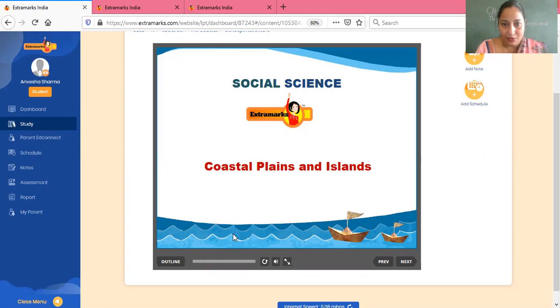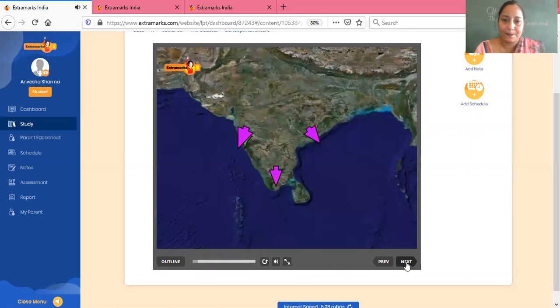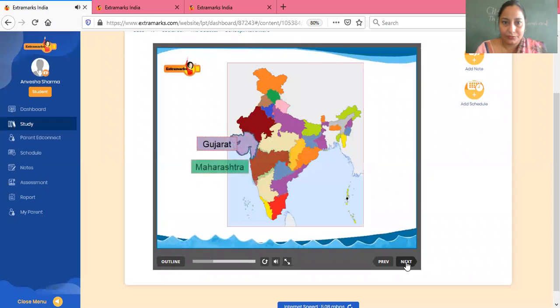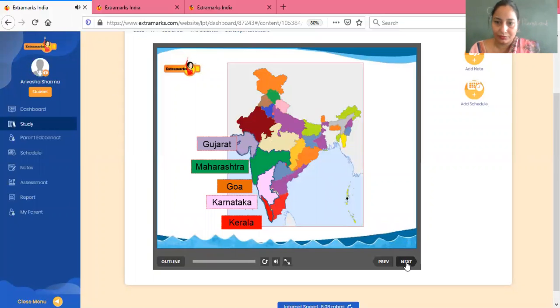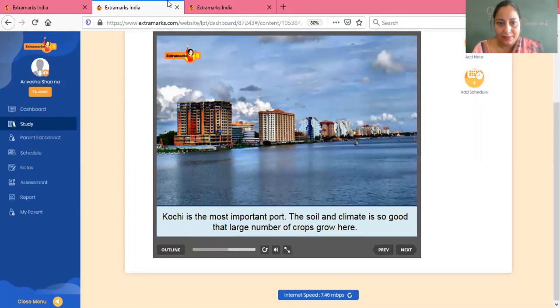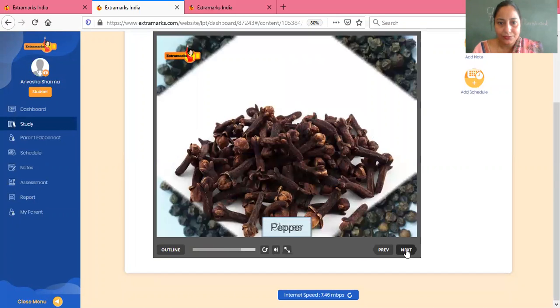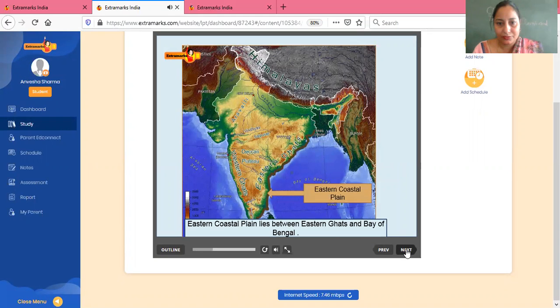Next, we will go through the description with pictures. India is surrounded by water on three sides. There is the Arabian Sea in the west, the Indian Ocean in the south, and the Bay of Bengal in the east. Gujarat, Maharashtra, Goa, Karnataka, and Kerala, these states lie on the western coast. Next, the eastern coastal plain lies between the Eastern Ghats and the Bay of Bengal. The coastal plain covers Tamil Nadu, Andhra Pradesh, Odisha and West Bengal.